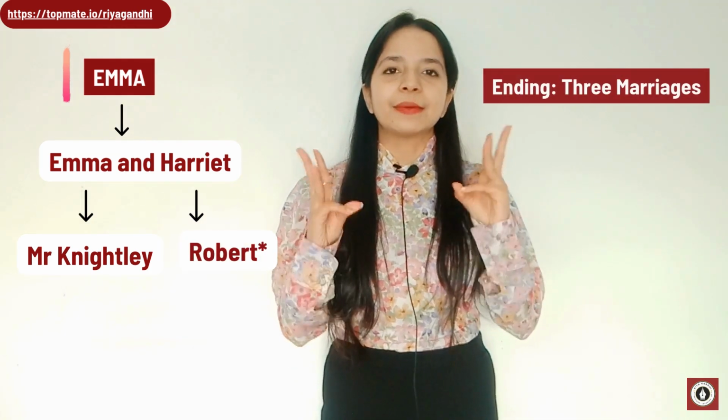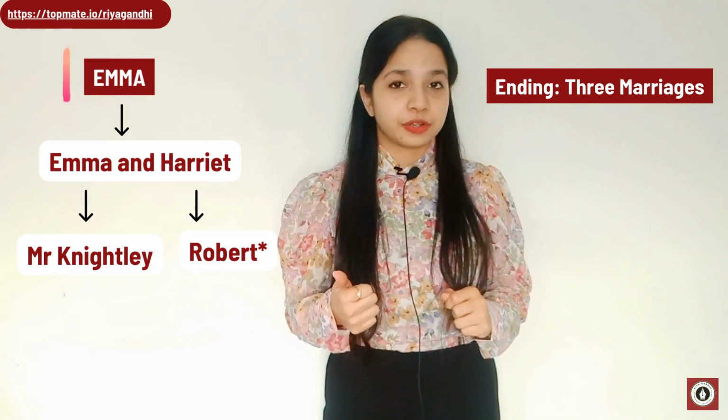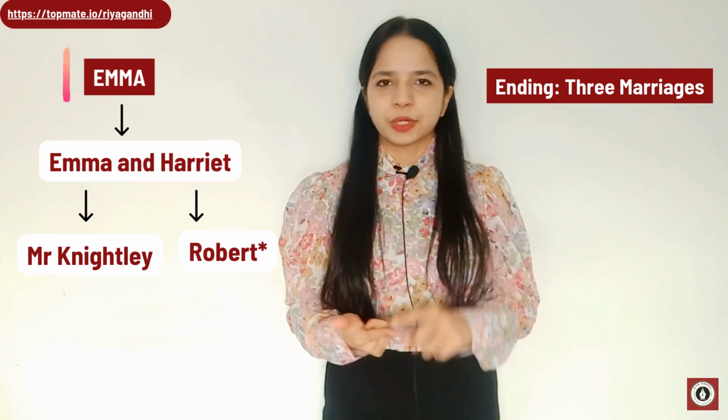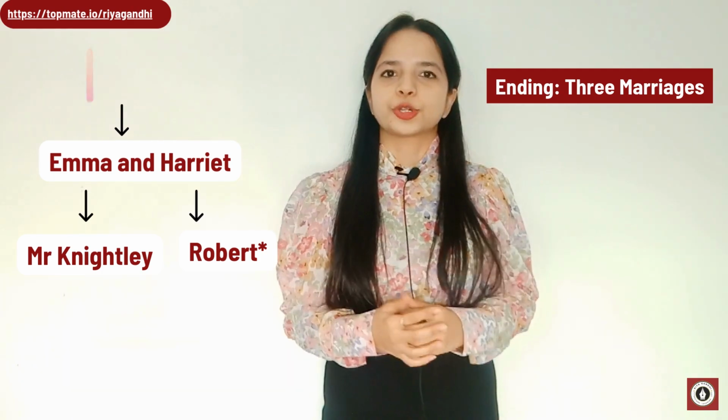Mr. Knightley proposes and confesses to Emma that he is also in love with her. But what about Harriet? Harriet also realizes that her true love is Roger Martin. And so the novel ends with 3 marriages. The first marriage between Jane Fairfax and Frank Churchill, the second between Emma and Mr. Knightley, and third between Harriet and Roger Martin.